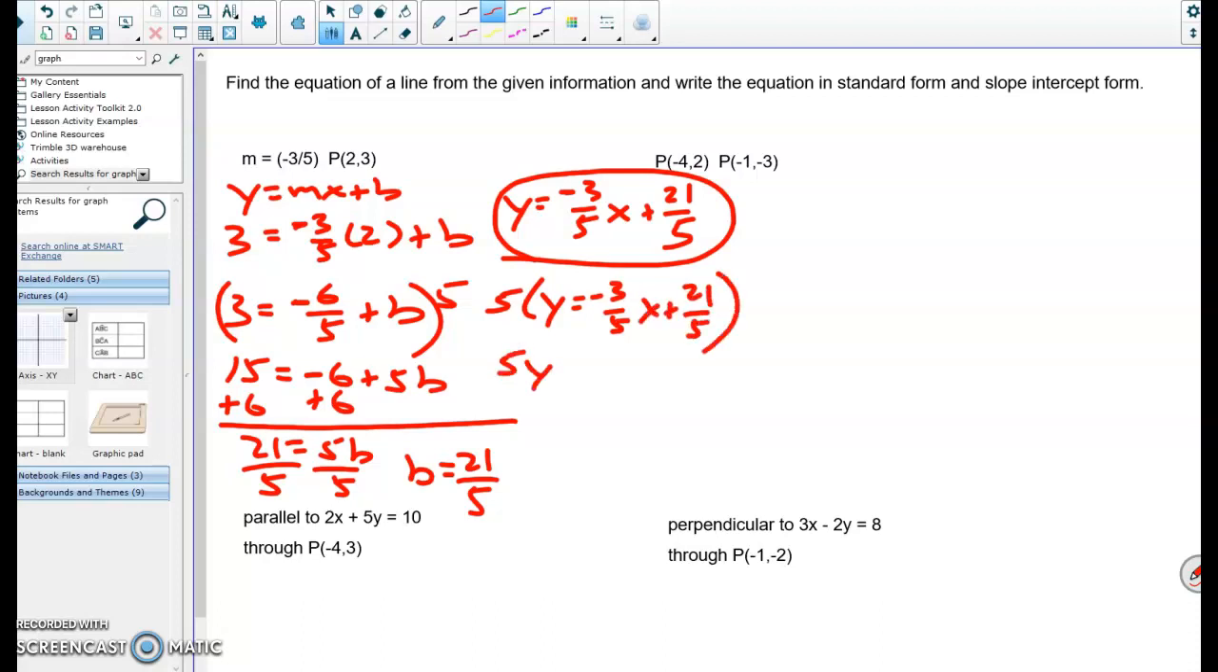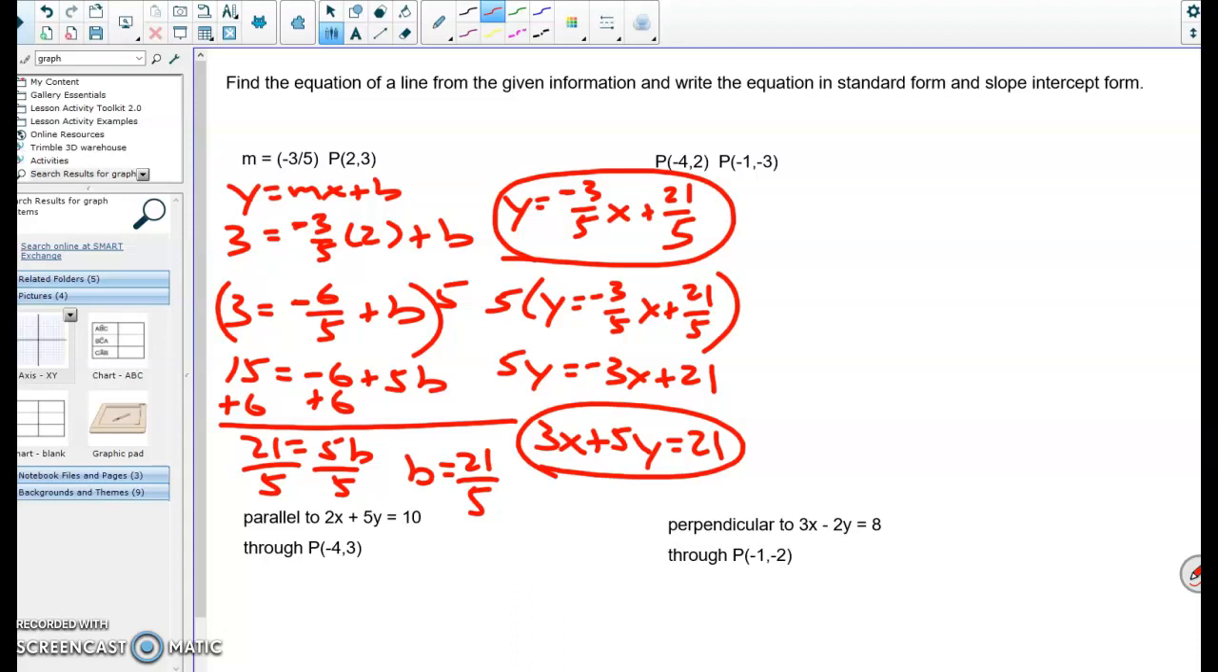And we get 5y equals negative 3x plus 21. And when I add the 3x over, I get 3x plus 5y equals 21. And I would check that answer with my point, (2, 3). 3 times 2 is 6. 5 times 3 is 15. 6 and 15 equal 21. So these are my two answers.